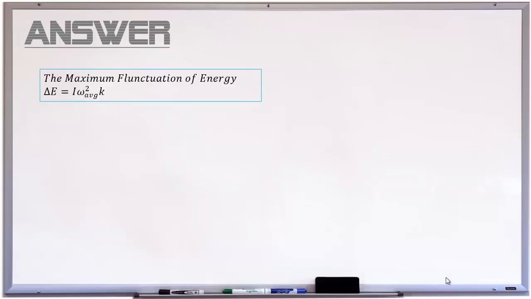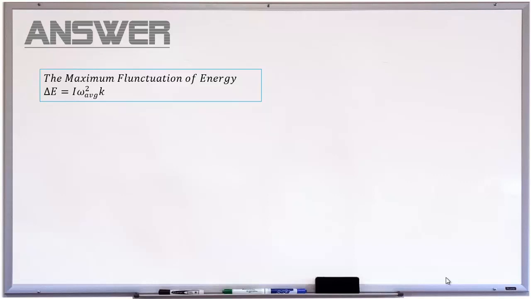Okay, in this problem, we are required to find the maximum fluctuation of energy, which can be obtained from this relation: delta E equals the mass moment of inertia I, multiplied by the average rotational speed omega squared, multiplied by the coefficient of fluctuation k.